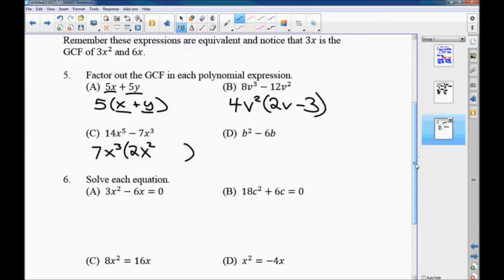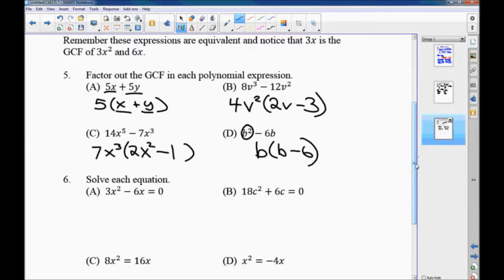And then 7 times what would make negative 7? That's going to be minus 1. And then I already have the x cubed to go with it. Okay. And our last one, part D. B is the only thing that can divide evenly into both. And then that leaves behind 1b, because b times b is b squared, and minus 6, because b times minus 6 will make negative 6b.